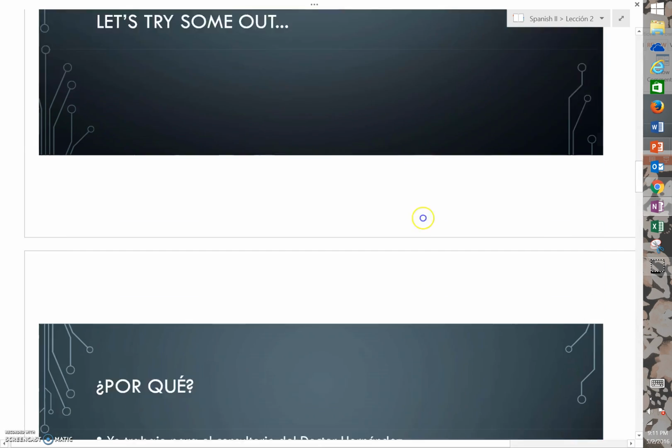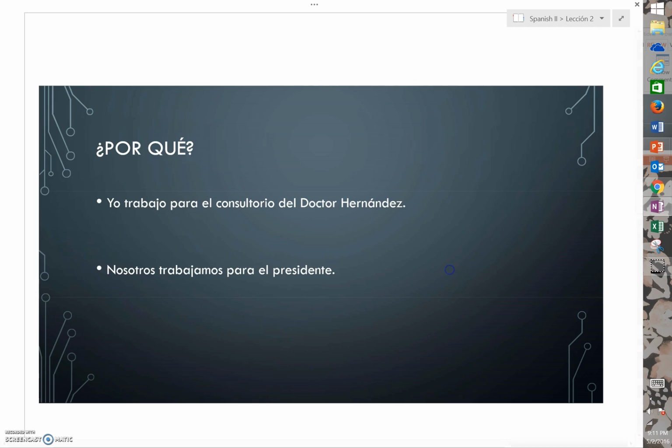So we're trying some out. So we've got porque, why. So we're going to read these 2 sentences. First one says, Yo trabajo para el consultorio del Dr. Hernandez. And nosotros trabajamos para el presidente.